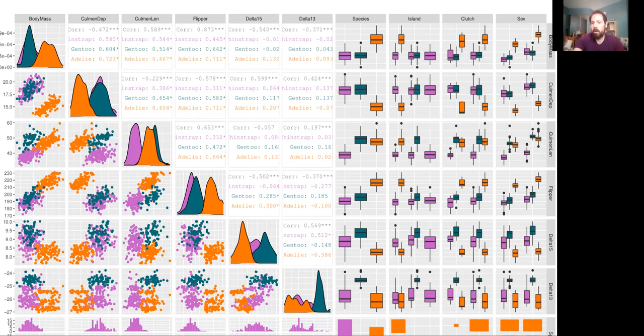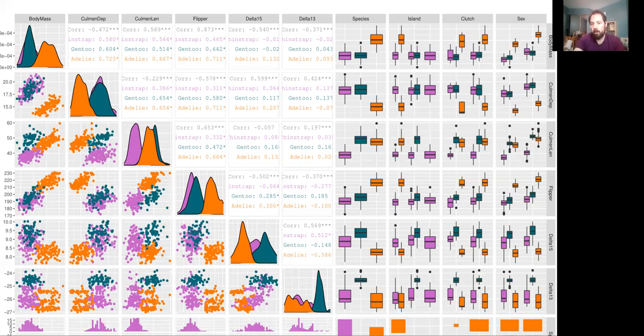Looking at other categorical predictors, so something like clutch, I can see this pattern of green and purple the same, orange higher, green and purple the same, orange higher. That doesn't tell me too much on its own. I already know that green and purple are both the same in terms of body mass, and orange is higher. That's not new information from this. I can see that clutch, purple versus purple, they look about the same. Green versus green looks about the same, and orange versus orange looks about the same. So clutch size doesn't appear to be an important predictor.